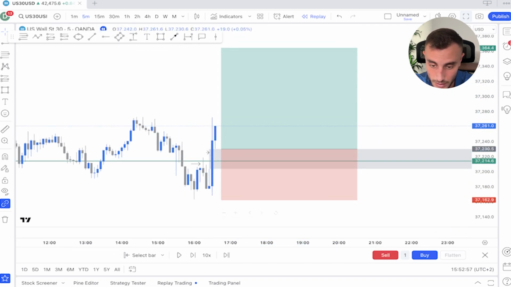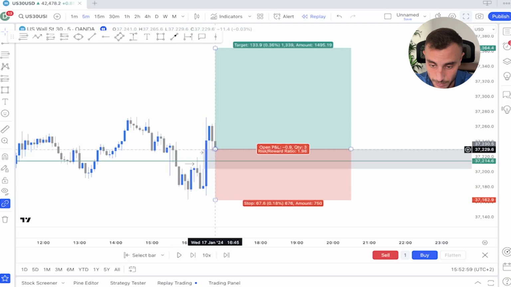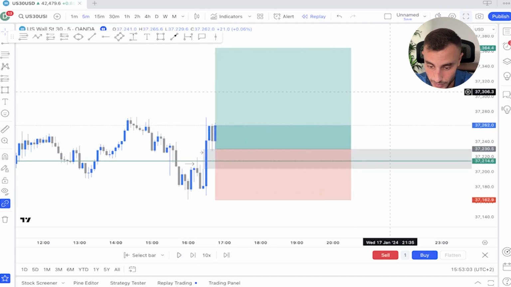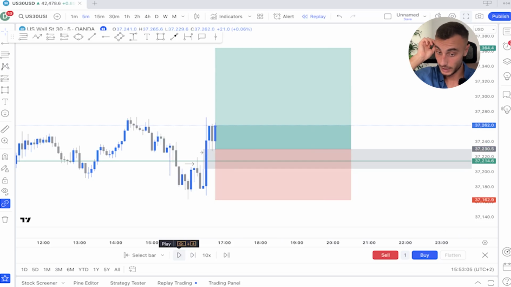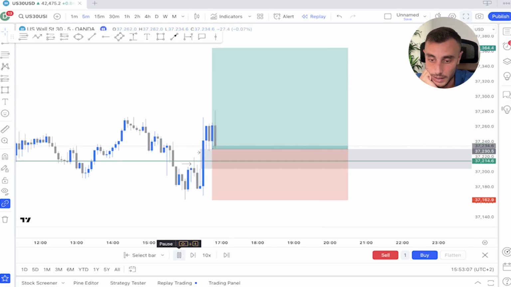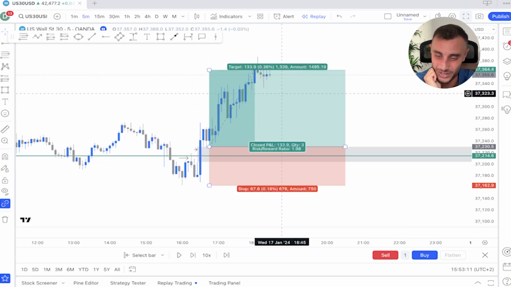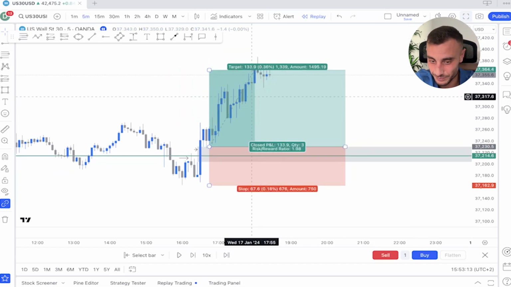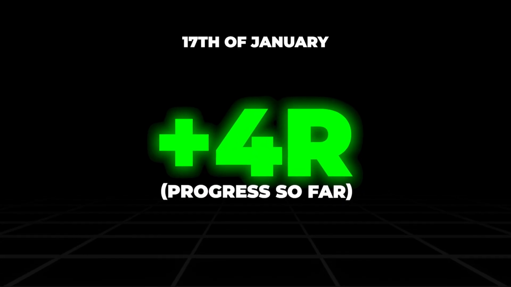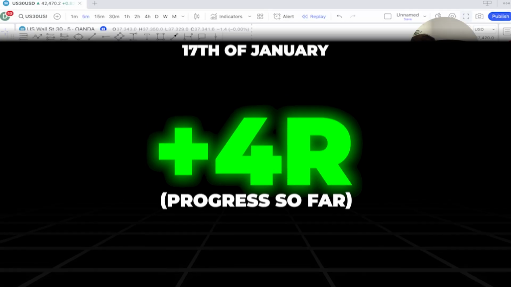Okay, let's see if this setup triggered. Yes, it triggered right at 16:45 when we would start trading for the day. And now let's see. Perfect. Let's go. Let's go. TP smashed right here. Now we have another win. So 17th of January, another win, +2R.